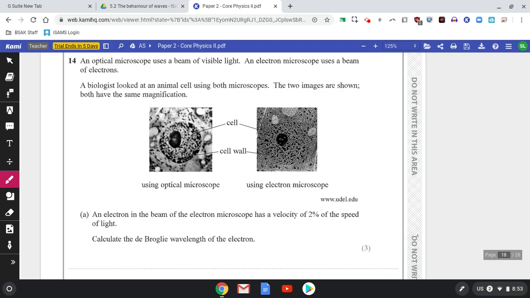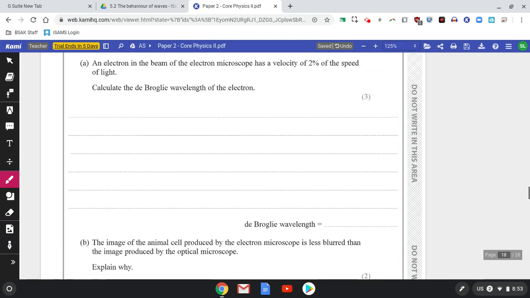What's the equation for the de Broglie wavelength? Basically, all particles that are moving have a wavelength. The wavelength is the Planck constant over p, which is momentum, remember. So that's h over mv.